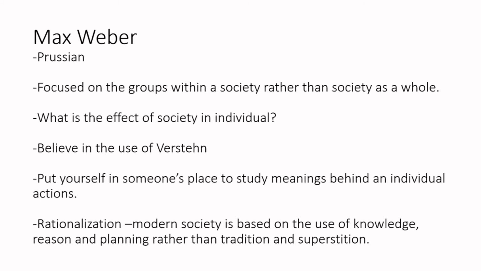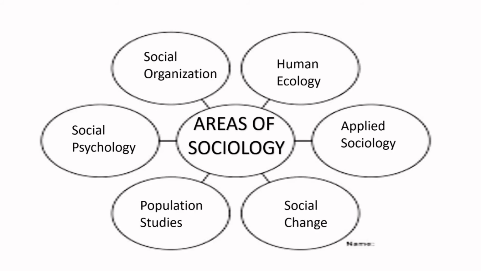Max Weber also believed in rationalization, in which modern society is based on the use of knowledge, reason, and planning rather than tradition and superstition. What are the areas of sociology? Number 1, social psychology, social organization, human ecology, applied sociology, population studies, and social change. They are different but are interrelated with each other.